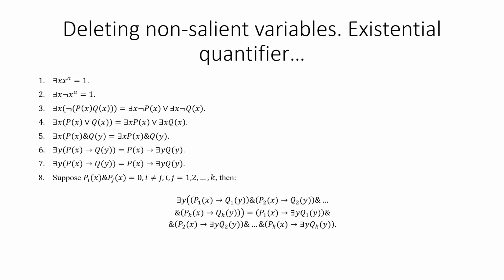Now let us switch to a particular problem that we consider here, when we want to investigate links between so-called non-salient variables. We should delete these variables with the help of logic quantifiers. These are some important properties of the existential quantifier that allow us to delete these variables without any increase in the size of the original formula or a system of equations.